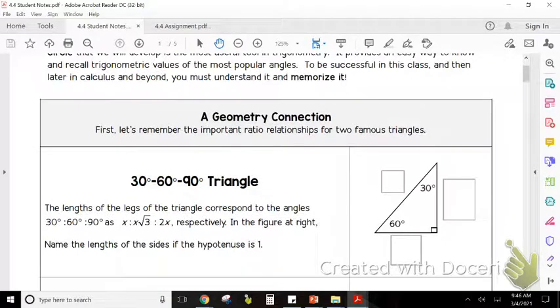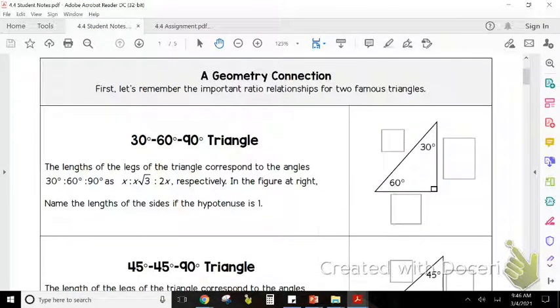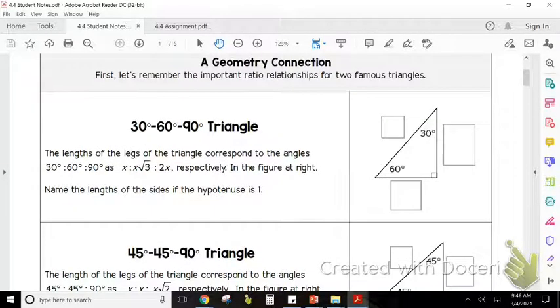Alright, so first it talks about a geometry connection. It says, let's remember the important ratio relationships for two famous triangles. So remember the 30, 60, 90 triangle, we talked about this the other day, and we said that its sides were in the ratio of x, x square root of 3, and 2x. The other day we let x be 1 and found our triangle from there. But here it says, let's name the lengths of the sides if the hypotenuse is 1. So we're going to let our hypotenuse be 1.